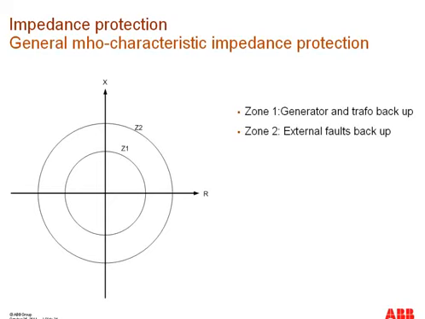Normally, two zones are employed. Zone 1 covers the generator and transformer, whereas Zone 2 acts as a backup for the external faults. Zone 1 will have a very short delay with the task to give backup protection for generator or unit transformer internal short circuits. And Zone 2 will have a longer delay time and will act as a backup protection for the external faults.